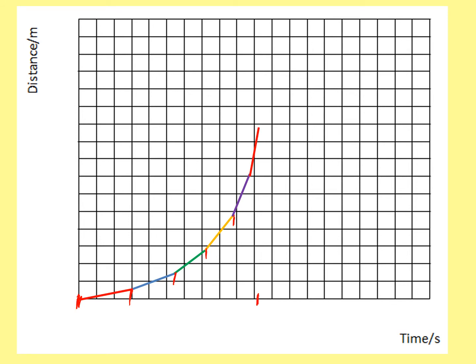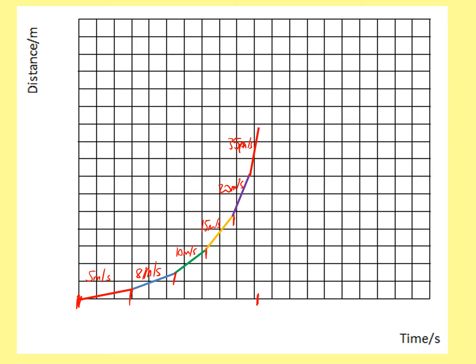So here it might be going at 5 meters per second, then it might go at 8 meters per second, then 10 meters per second, then maybe 15 meters per second, then 20 meters per second, and here maybe 25 or 35 meters per second. So this shows that the speed is increasing, increasing, increasing. It's getting faster and faster and faster.